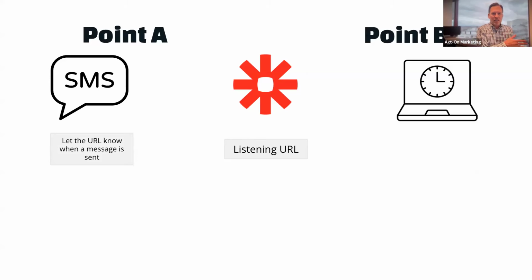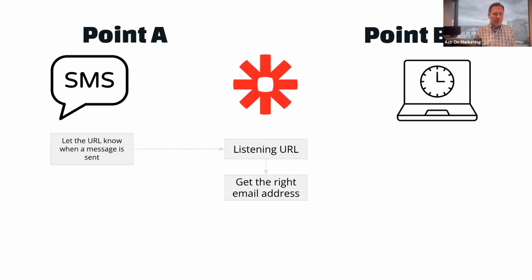Once we have that, we go back to our SMS tool. And now we're going to tell the SMS tool what your listening URL is, right? So we have to set it up to listen so that we can go over and tell the SMS tool where to send its message. When it does that, it's going to send the message over to the listening URL, which initiates the whole process.